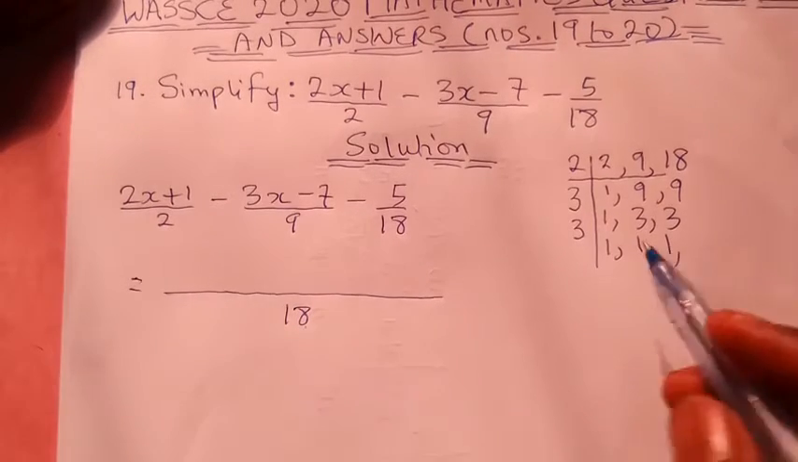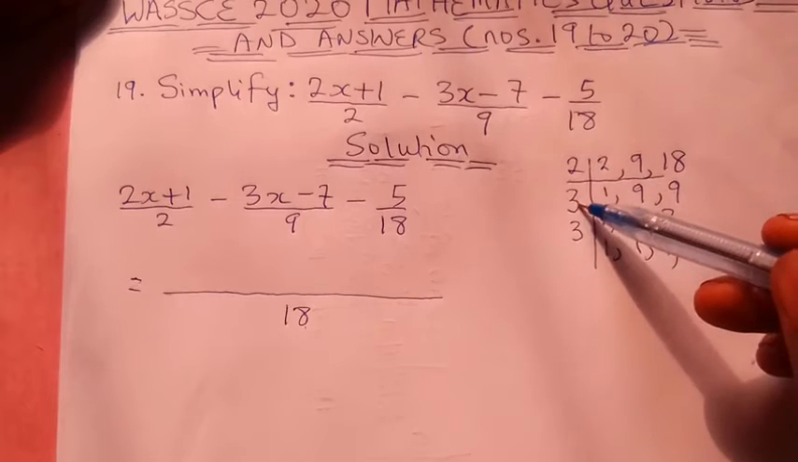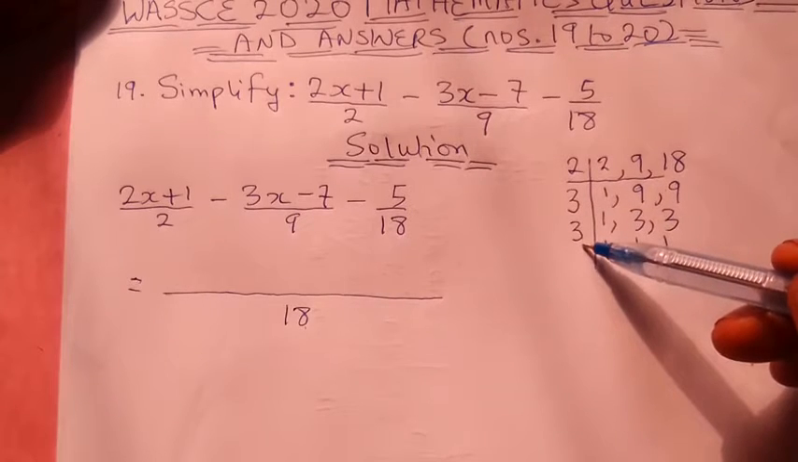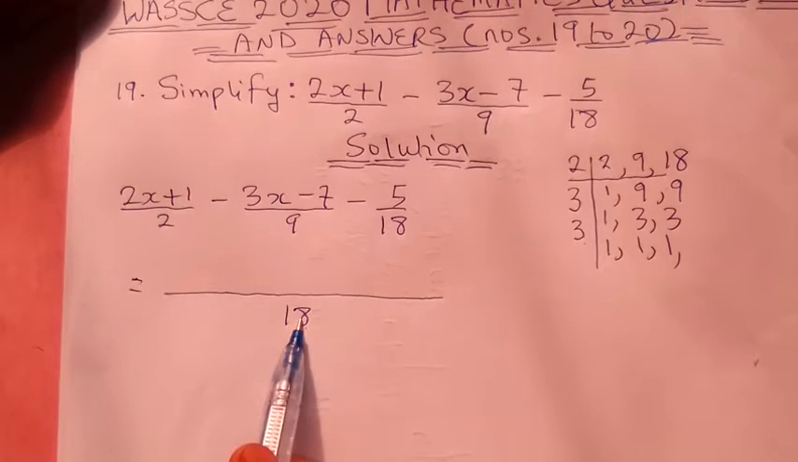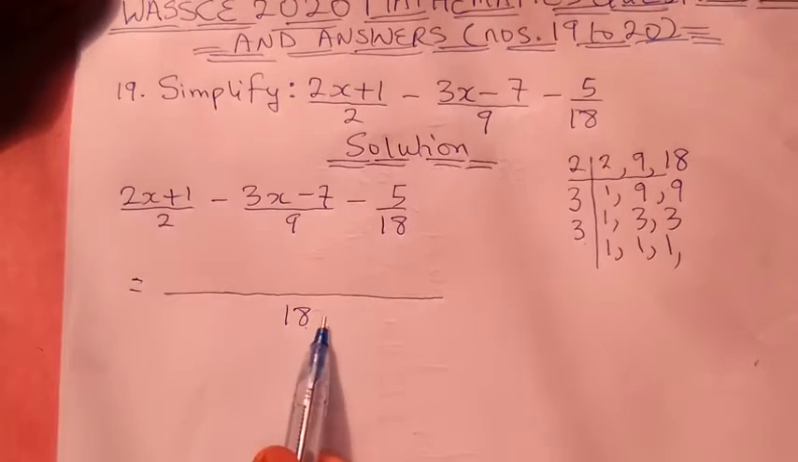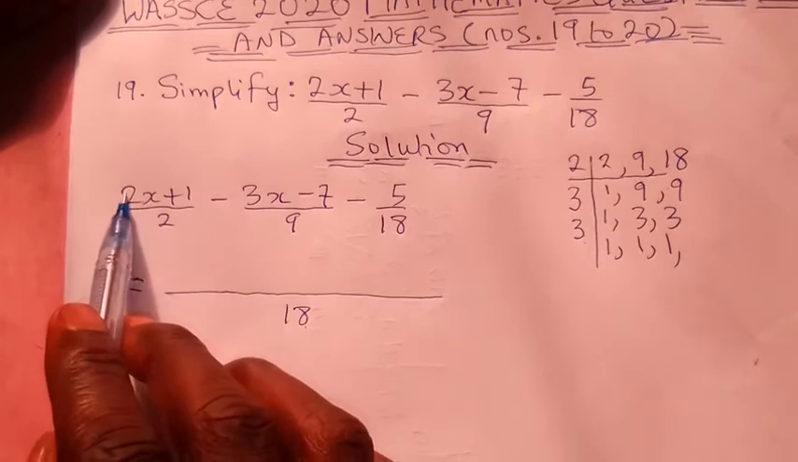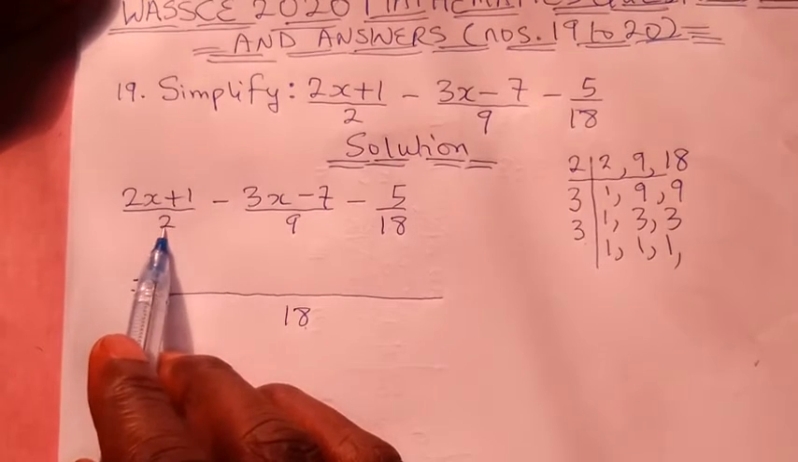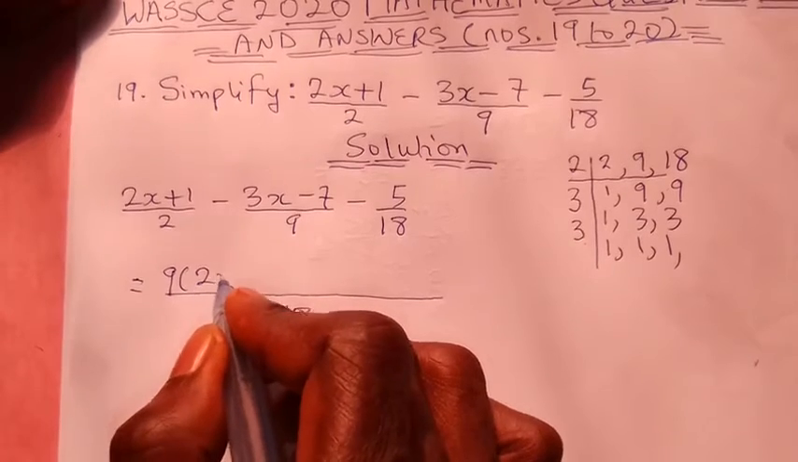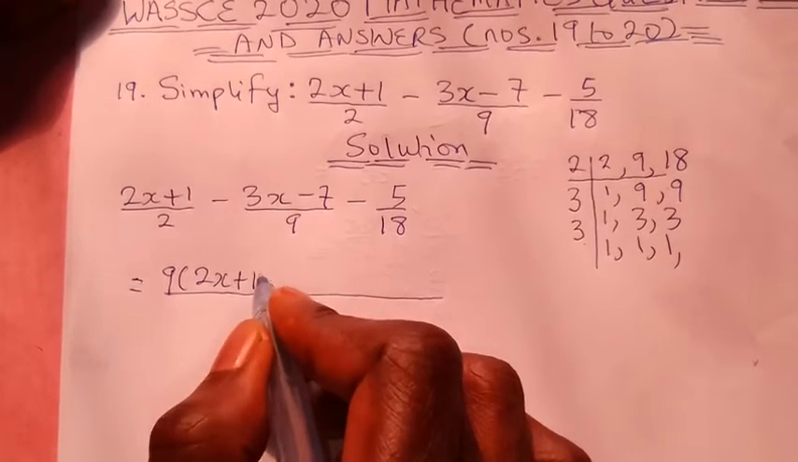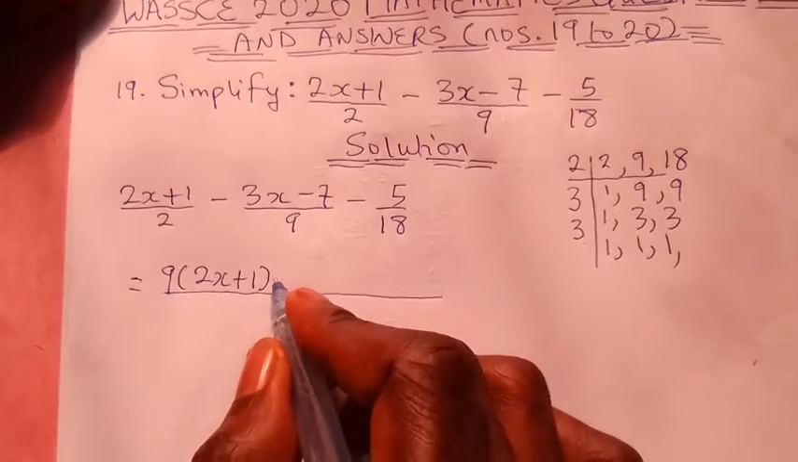Don't forget, this 18 is a result of what you have here: 2 times 3 is 6, 6 times 3 is 18. Now we've gotten this. We are going to divide the LCM 18 by 2, and if you divide 18 by 2, you have 9. We use the 9 to multiply the numbers on top of 2. So we are going to have 9 into bracket 2x plus 1. Then we write our minus.